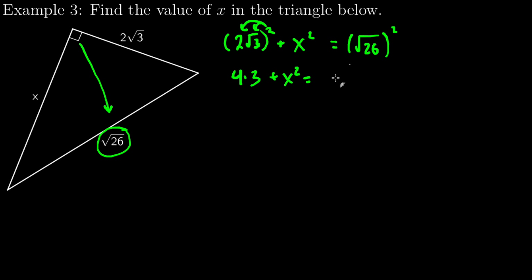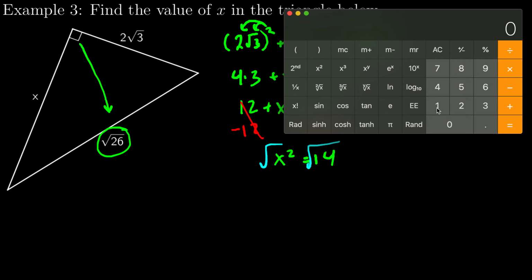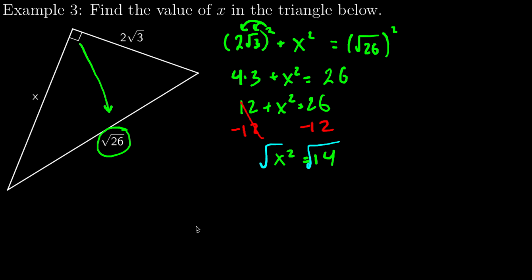The square root of 26 squared is just 26. 4 times 3 is 12. I'm going to subtract the 12 from both sides. And I will get x squared equals 14. And then I will take the square root of both sides. So the square root of 14 is approximately 3.742. So x is about 3.742.